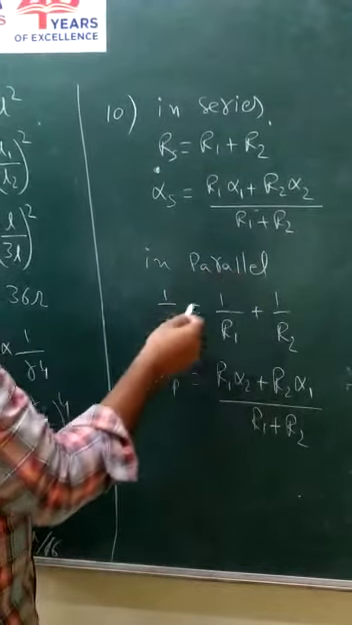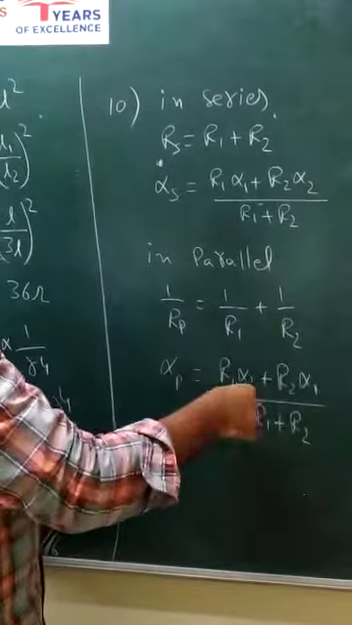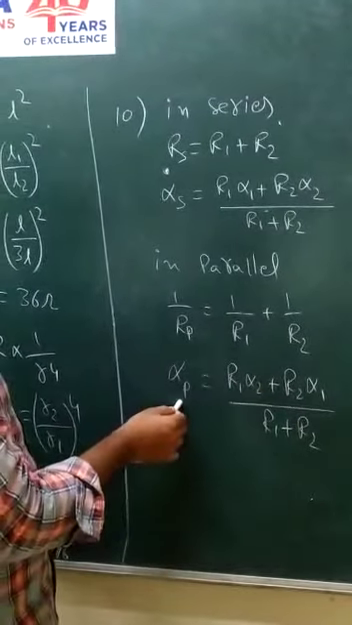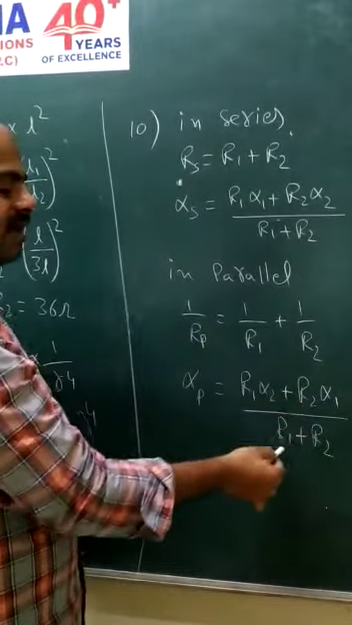Whereas in the parallel combination, the effective resistance 1 by R is equal to 1 by R1 plus 1 by R2, and by substituting the values finally we get the effective coefficient of resistance in parallel combination as R1 alpha 2 plus R2 alpha 1 by R1 plus R2.